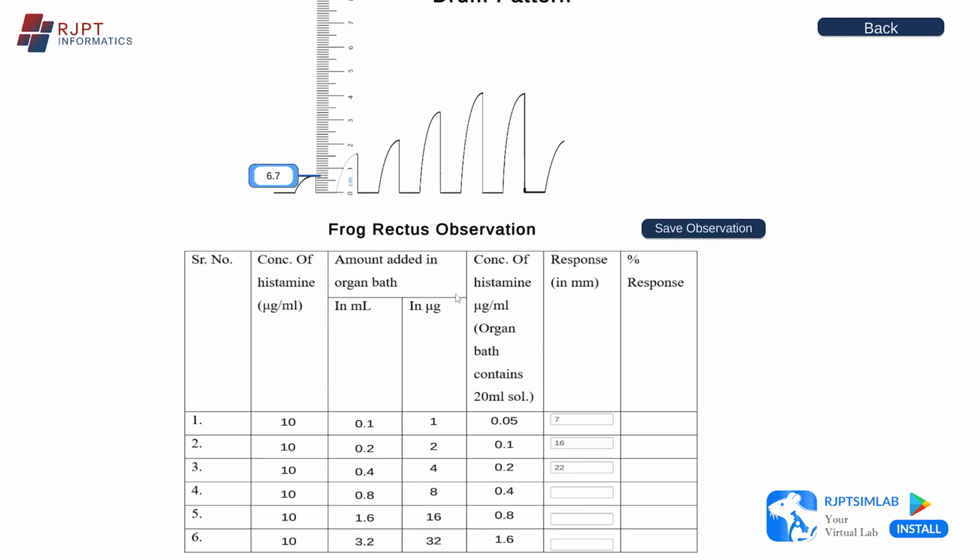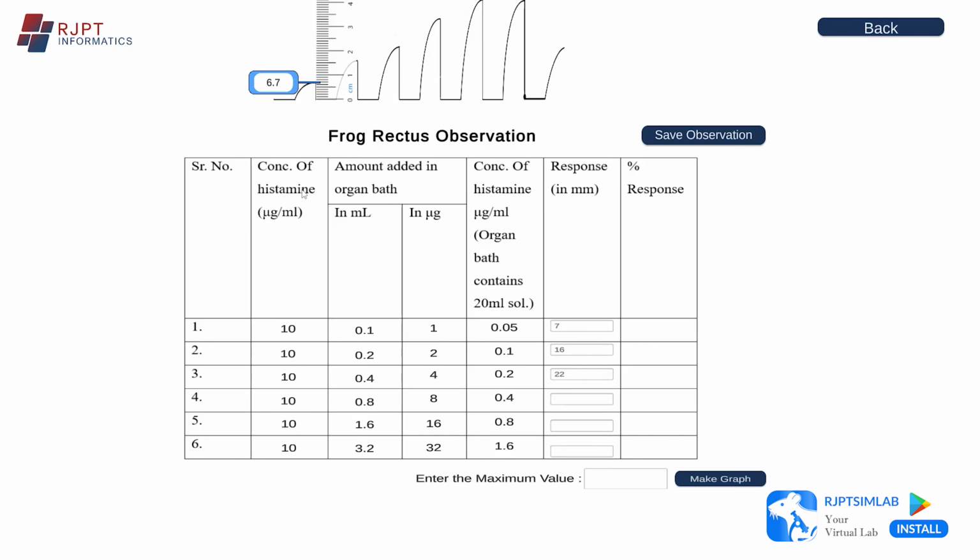As we can see, this contains the concentration of histamine. This contains the amount of histamine added to the student organ bath, and the concentration of histamine in the student organ bath, which is also filled with different solutions, and then the response recorded by the movement of the frontal lever, and then the response and the percentage of the response.